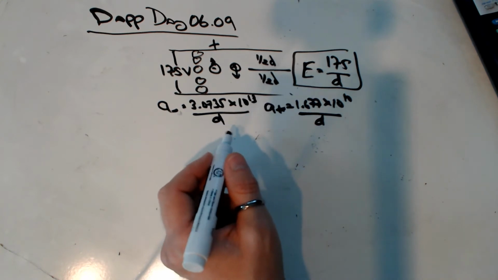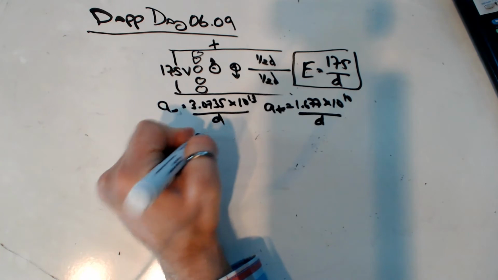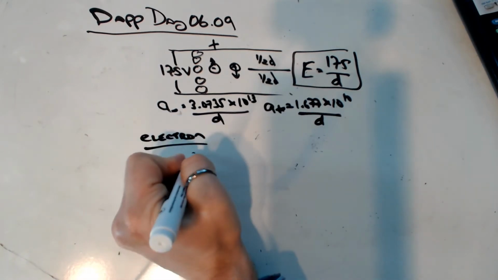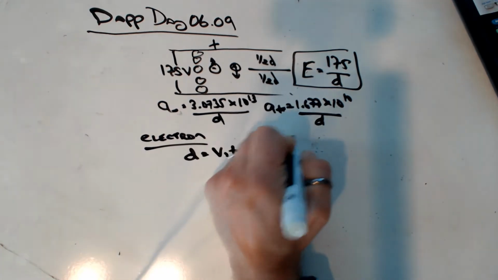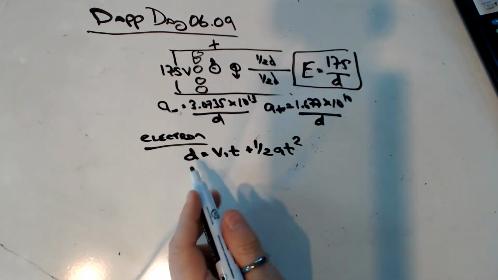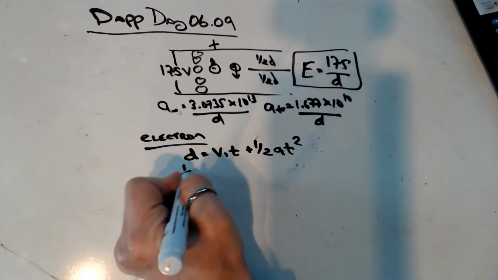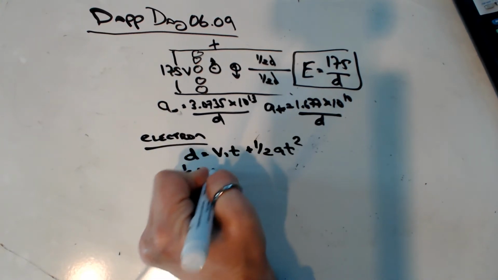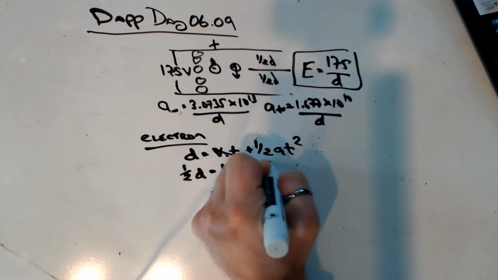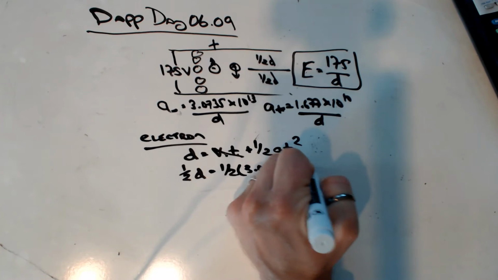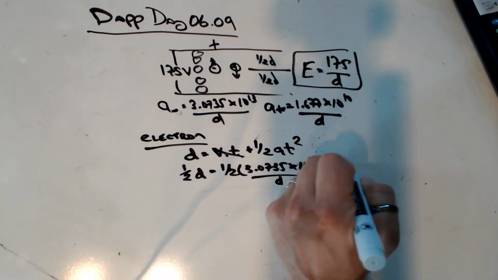Now, because the electron went from rest, what I can do is say d equals VIT plus 1/2 AT squared to figure out the time. It goes half the d though, so it equals 0 plus 1/2, and this is for the electron, so it's 3.0735 times 10 to the 13 over d times t squared.